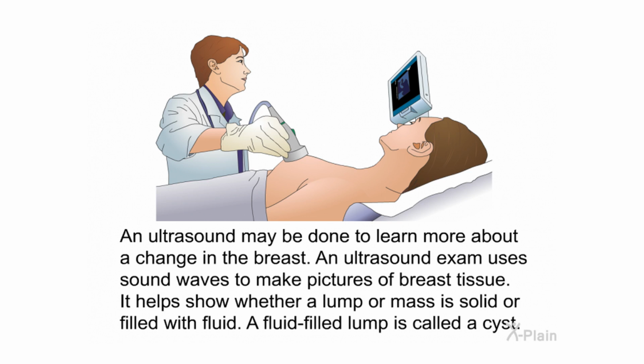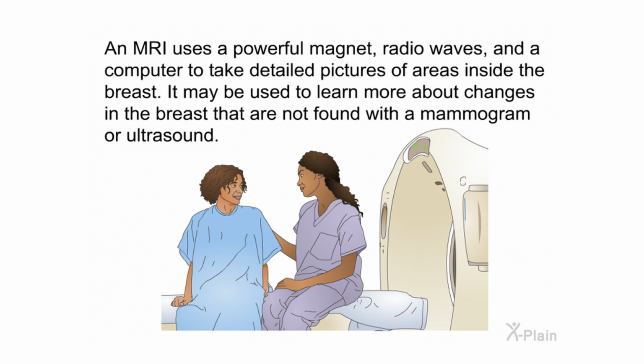An ultrasound may be done to learn more about a change in the breast. An ultrasound exam uses sound waves to make pictures of breast tissue. It helps show whether a lump or mass is solid or filled with fluid. A fluid-filled lump is called a cyst. An MRI uses a powerful magnet, radio waves, and a computer to take detailed pictures of areas inside the breast. It may be used to learn more about changes in the breast that are not found with a mammogram or ultrasound.